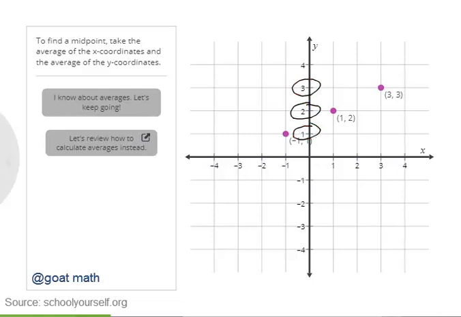3. So if you want to calculate the precise coordinates of a midpoint between 2 points, you can take the average of their x-coordinates and the average of their y-coordinates. If you're comfortable calculating averages, then click here to continue. Otherwise, you might want to review.